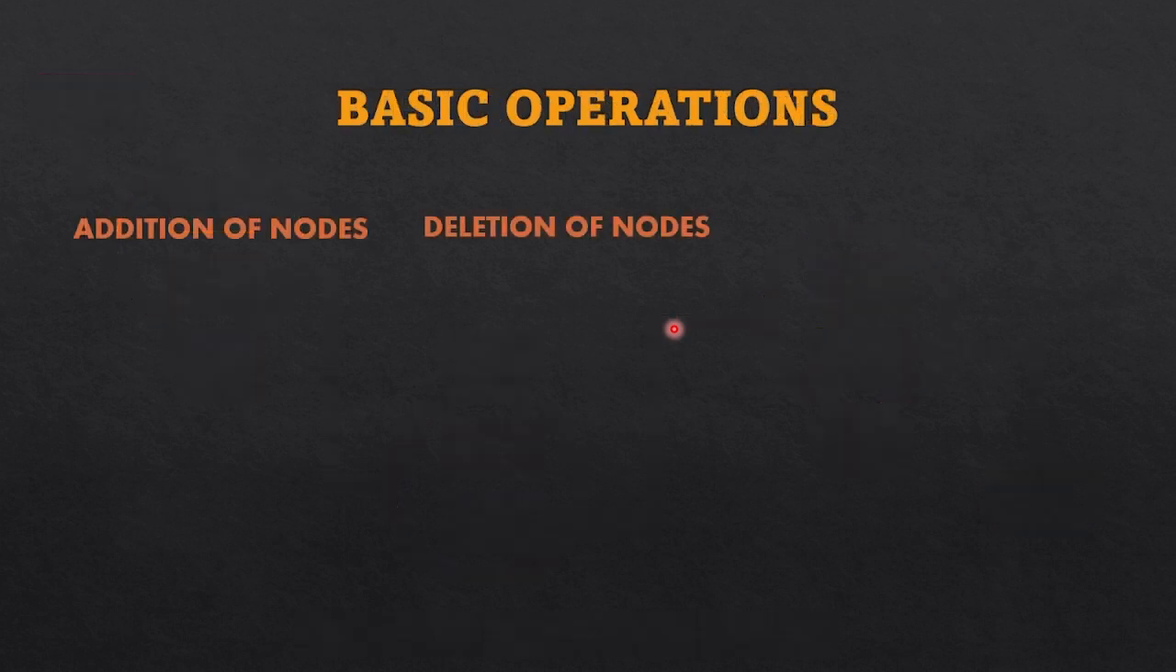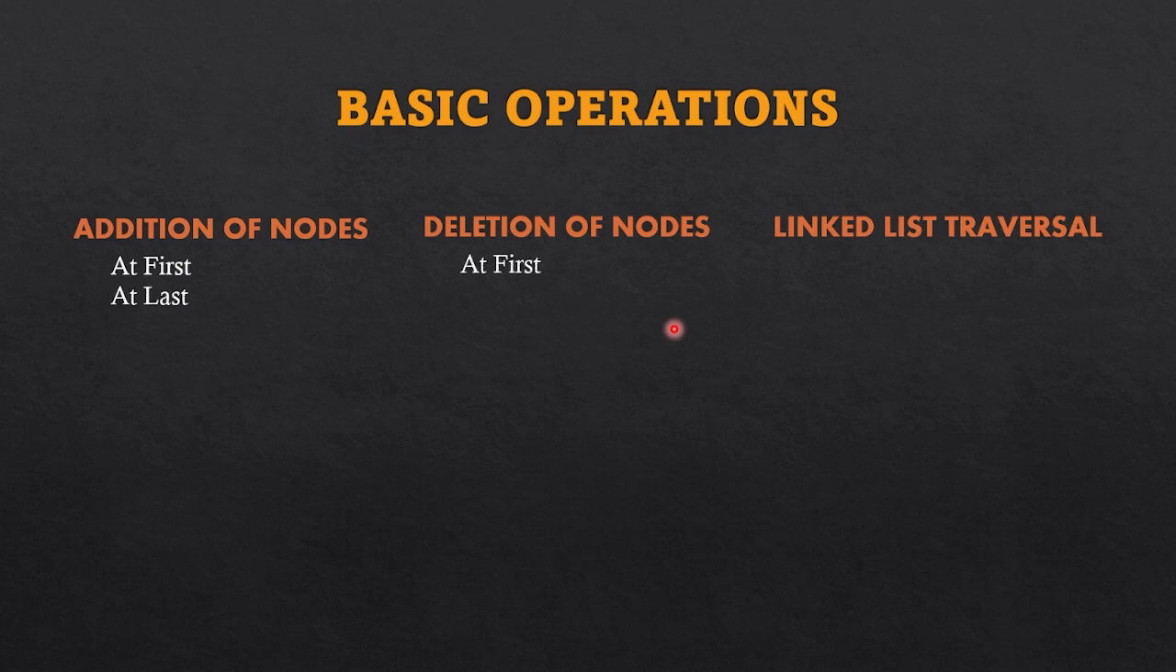In this video I'm going to teach you three basic operations. One will be addition of a node, one deletion of a node, and then linked list traversal. We are going to see addition of a node at first, then at last, deletion of a node at first, and then at last. We are also going to see addition and deletion of nodes at a specific index position. That will be covered in the last part once you are done with these basics, right?